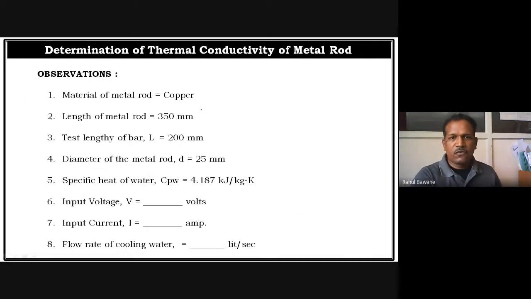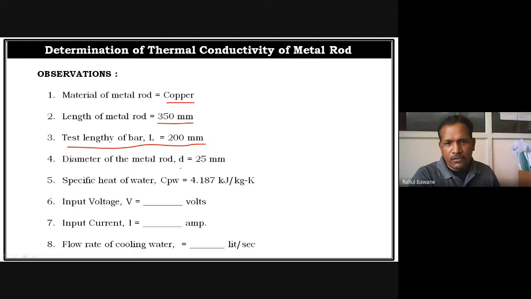Now in observation, what is given in your manual? In observation, it is said that the metal rod material is copper. Total rod length is 350 mm, in which some portion is inserted in the heater and some portion is inserted in the cooling water jacket. So our exact test length is 200 mm.